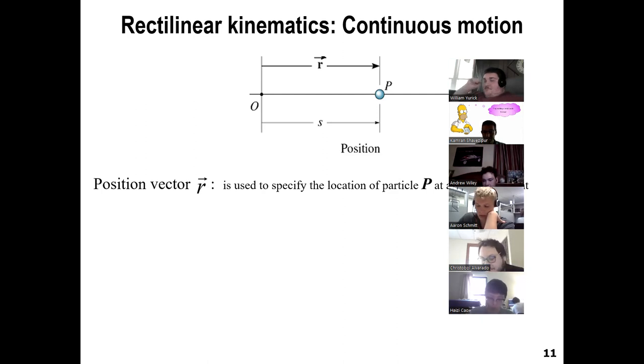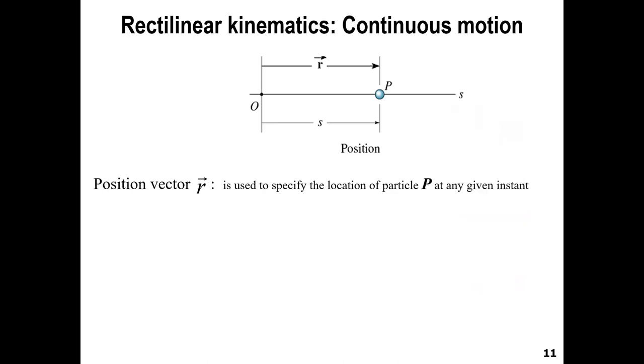A vector has both magnitude and direction. So a vector is a physical quantity that has magnitude and direction. Force has magnitude and direction. And what Andrew said is almost the same thing, but this is a more precise definition, right?